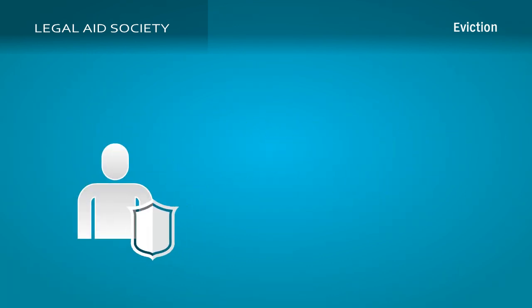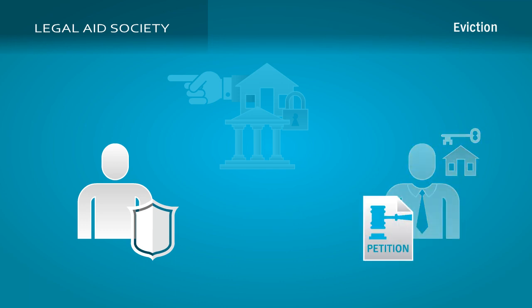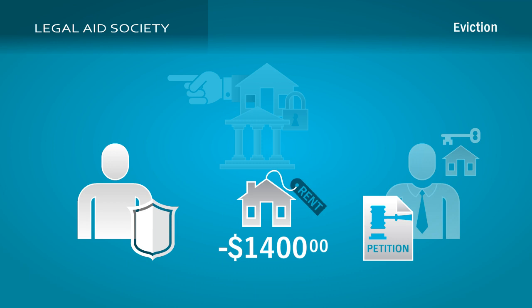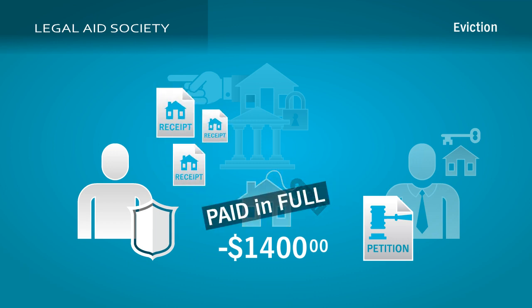The main defense that tenants are likely to be able to use in eviction court is if the tenant can show that they have fixed the problem. For example, if the landlord states in the petition that the tenant is $1,400 behind on rent, the tenant can bring to court rent receipts showing he has paid up the $1,400 in rent that he was behind.